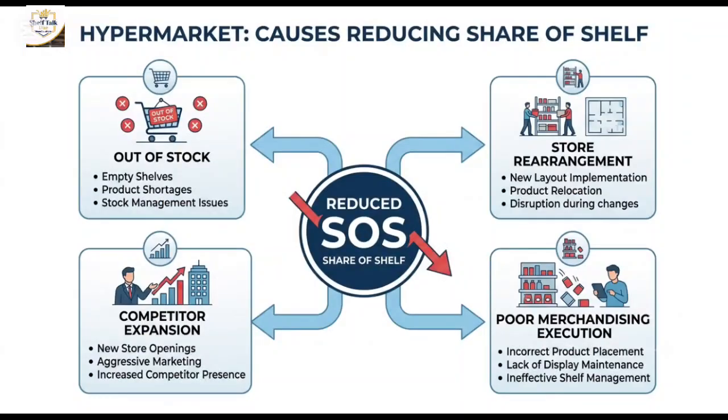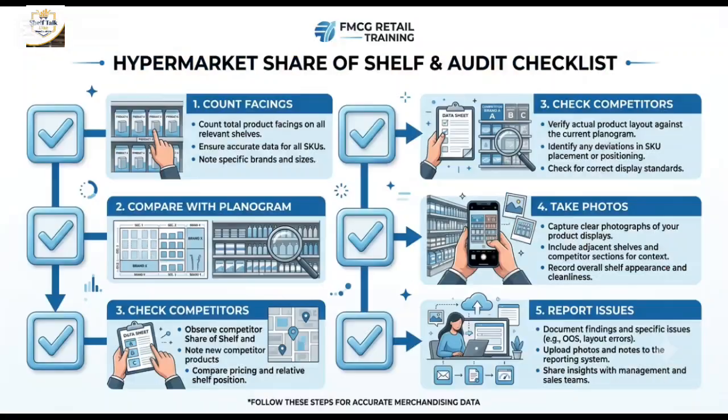So honestly speaking, there are many reasons why your share of shelf decreases. The reasons may be that products go out of stock, store staff rearrange the shelf, competitors expand their space, or the planogram is not followed correctly. Whatever the reason, ultimately your brand visibility has been reduced. So here comes the responsibility of a merchandiser.